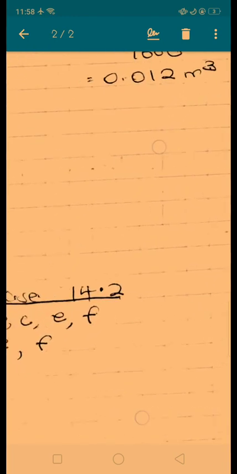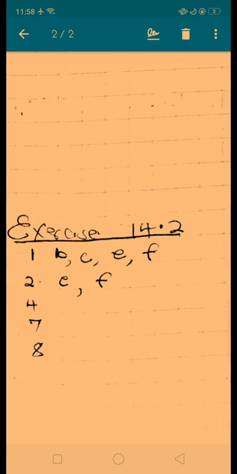I would like you to do exercise 14.2, number 1, B, C, E, F, number 2, E, F, number 4, number 7, and number 8.